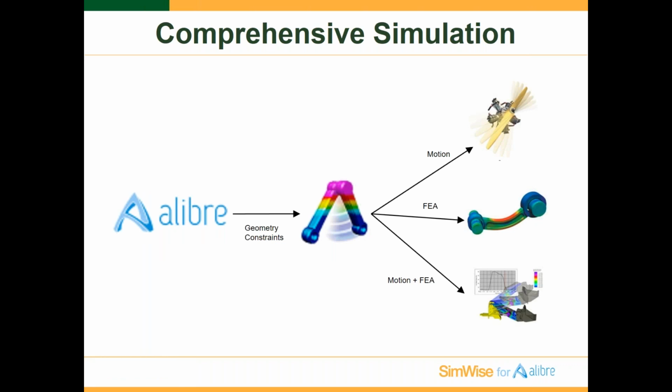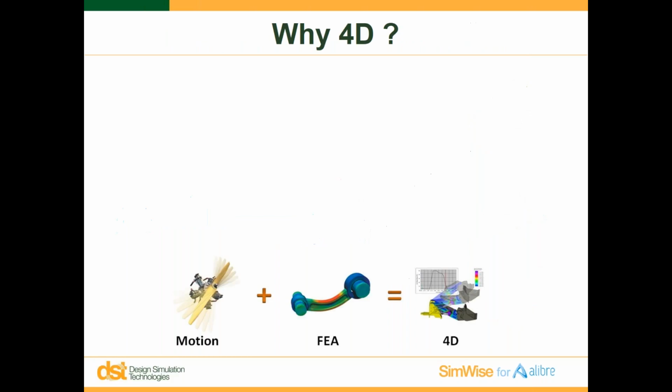Pictorially, we take an Alibre part or assembly, we transfer that information to SimWise, and from there we can do any of these 3 applications: motion, FEA, or the combined motion plus FEA.